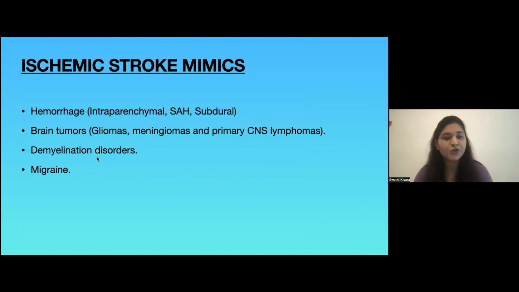All these that are shown in the slide are some of the stroke mimics. These are the important differentials, and these need to be identified. So hemorrhage is one of the stroke mimics. Brain tumors such as gliomas, meningiomas, and primary CNS lymphomas also mimic stroke. Demyelinating disorders such as multiple sclerosis and migraine can also mimic stroke.